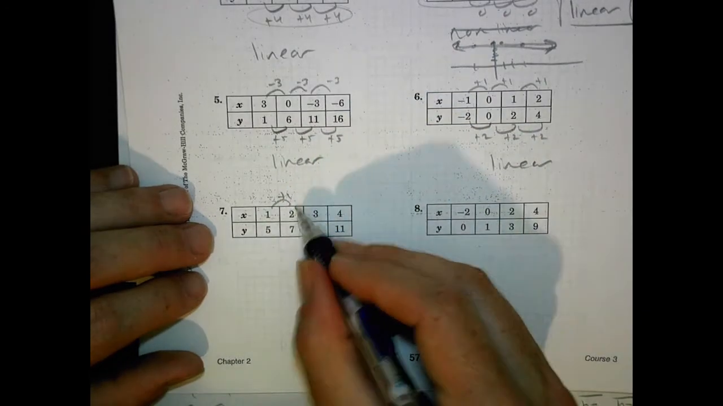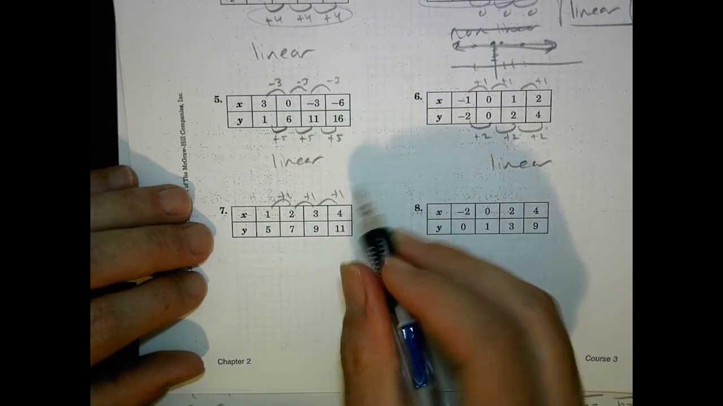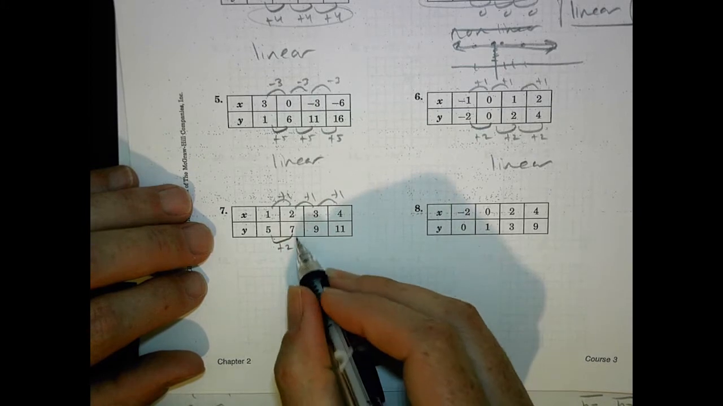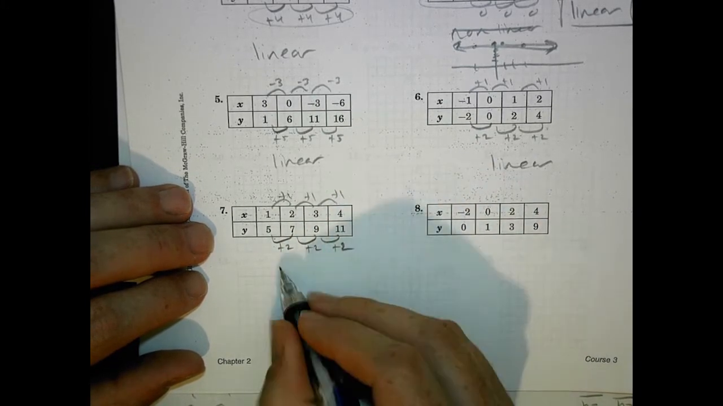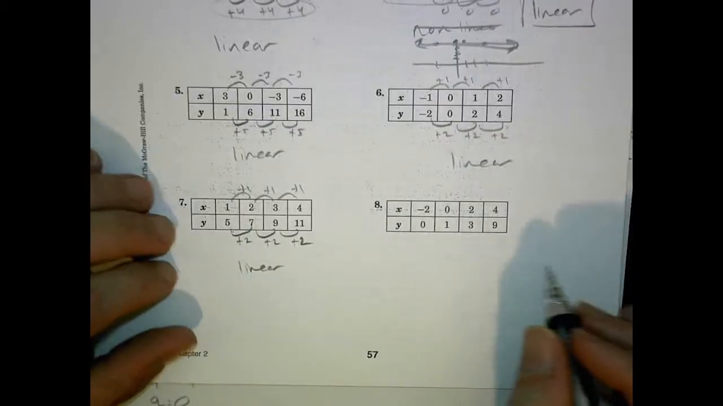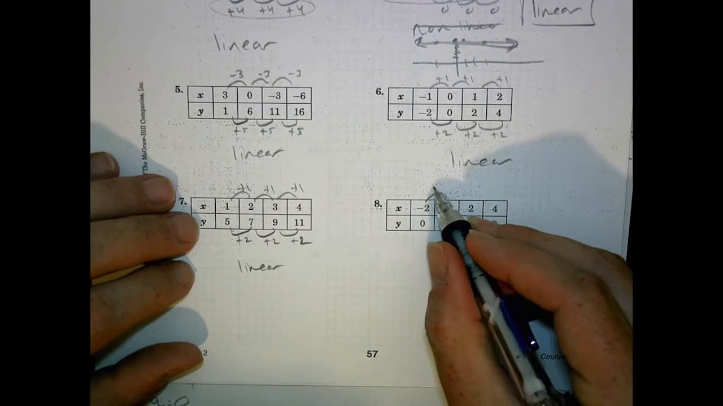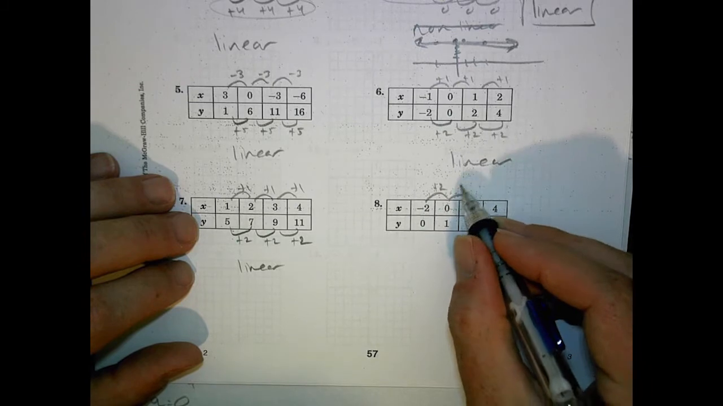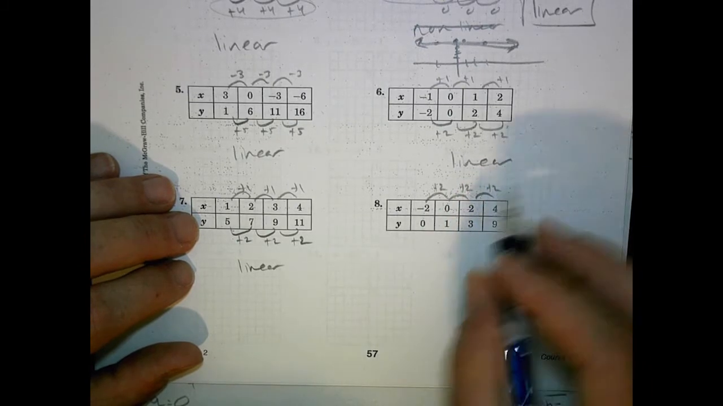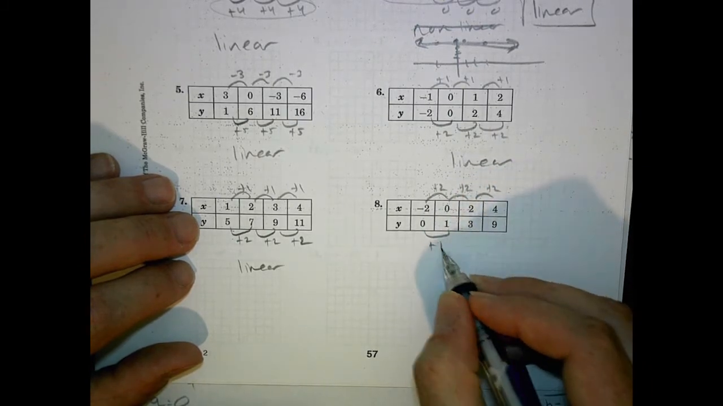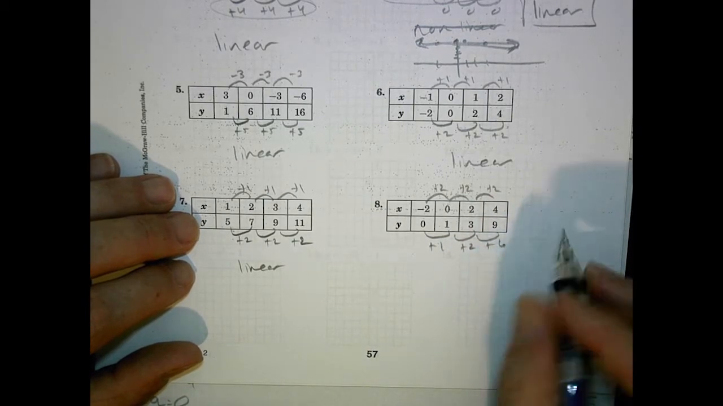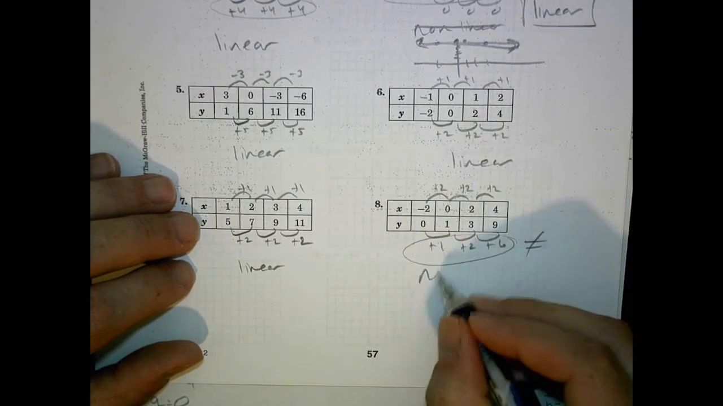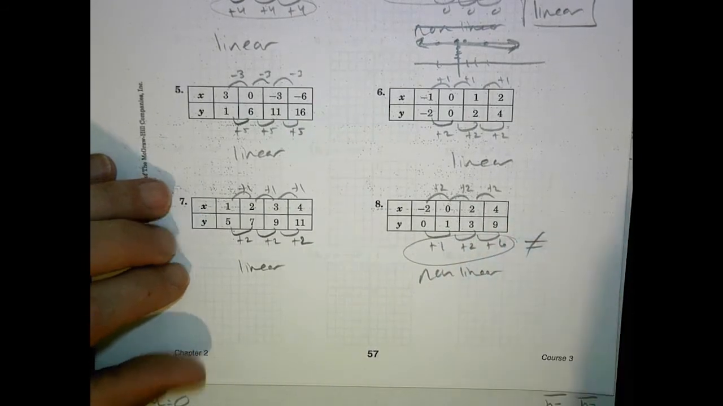1 to 2 is plus 1, plus 1, plus 1. 5 to 7 is plus 2, 7 to 9 is plus 2, 9 to 11 is plus 2. So that would also be linear. And negative 2 to 0 is plus 2, 0 to 2 is plus 2, 2 to 4 is plus 2. 0 to 1 is plus 1, 1 to 3 is plus 2, 3 to 9 is plus 6. That doesn't match, so this is going to be non-linear.